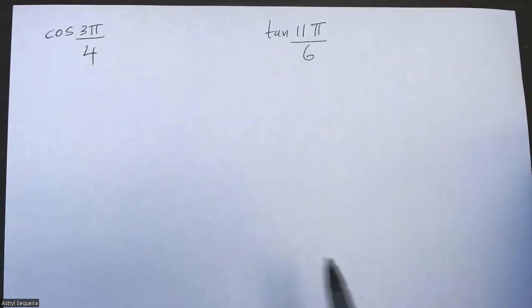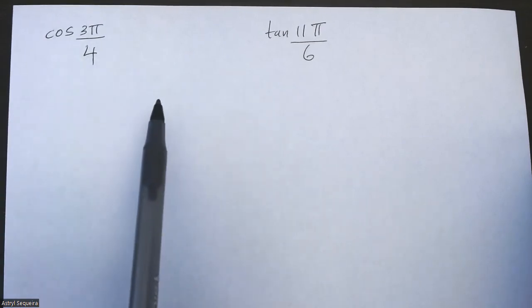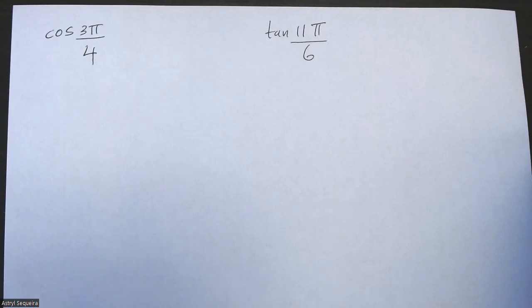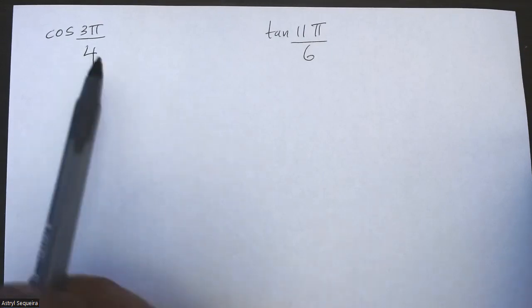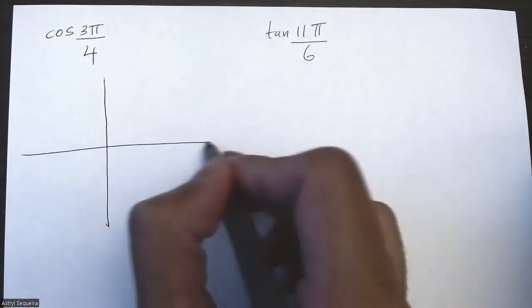All right, so in this video, I want to state an equivalent expression for these trig ratios over here in terms of the related acute angle. So you want to solve these doing your CAST rule. Let's start by drawing out the CAST.